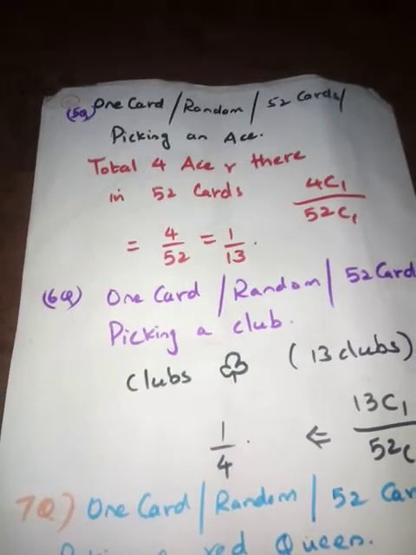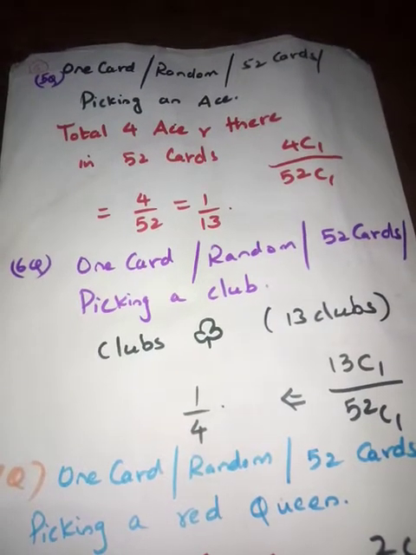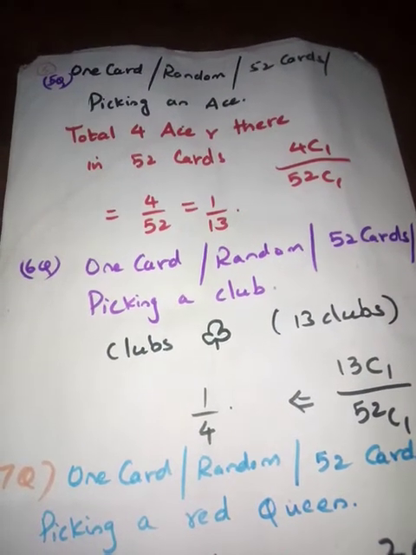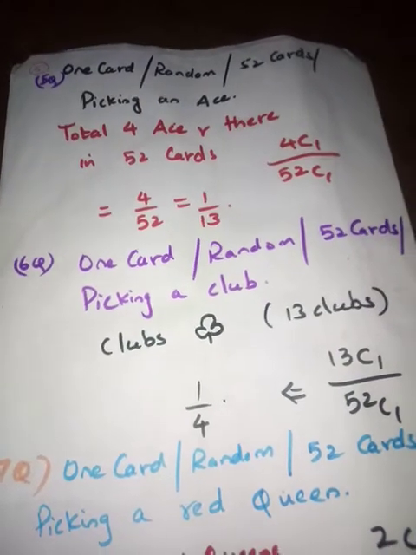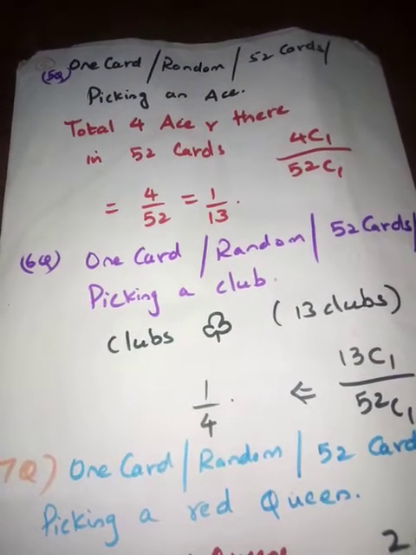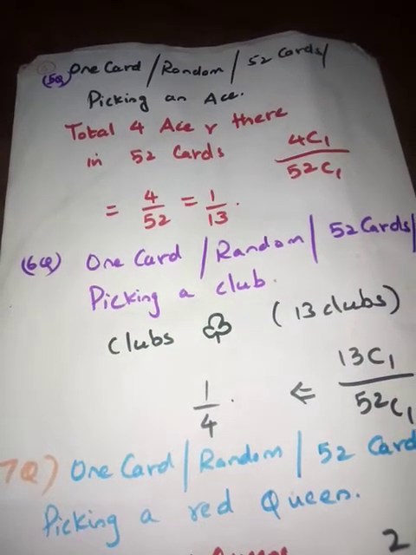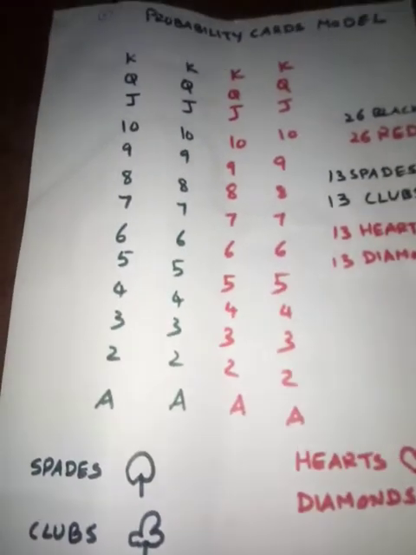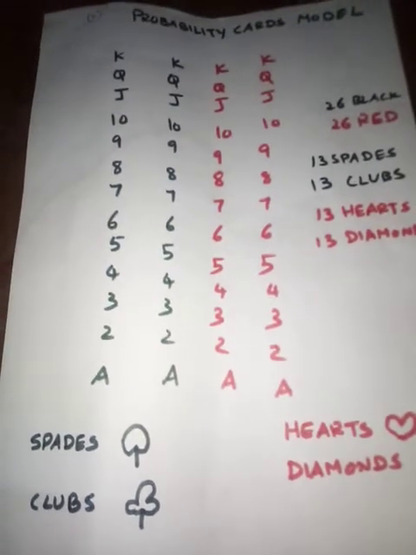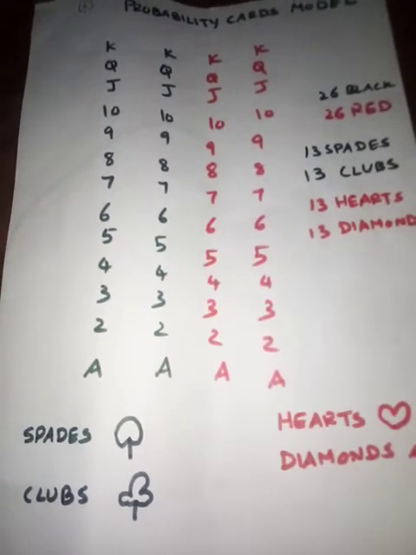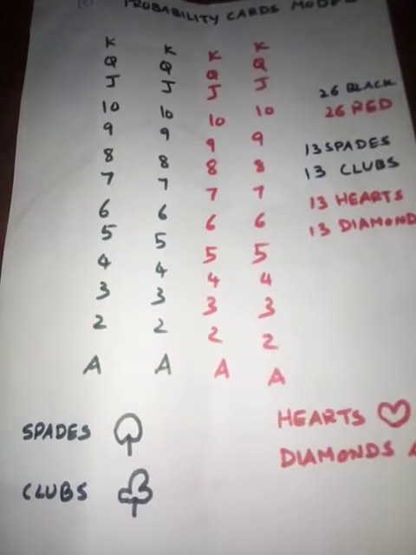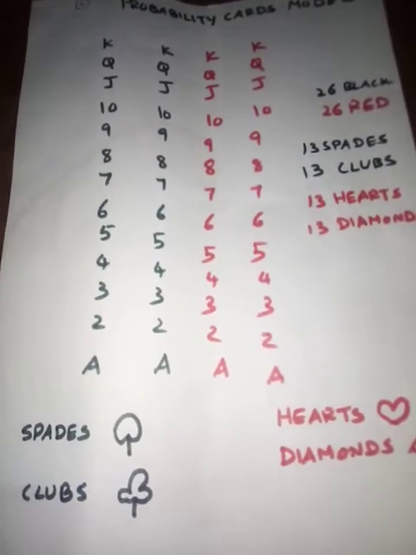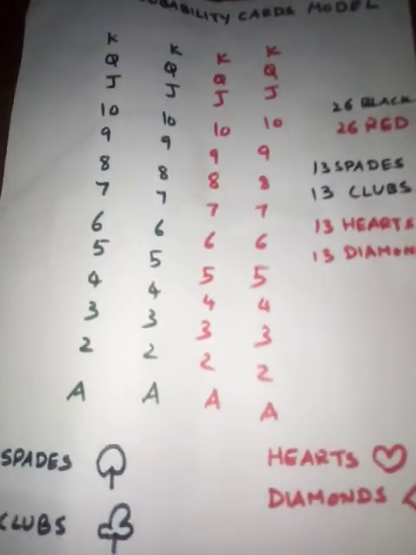Next question. One card is drawn at random from 52 cards. What is the probability of picking a club? Now coming to the diagram, if you see here, there are tree-like shapes that are nothing but clubs. There are 13 clubs. Suppose we need only one club, so automatically from these 13 we can take any one. That is 13C1 because we need only one club.